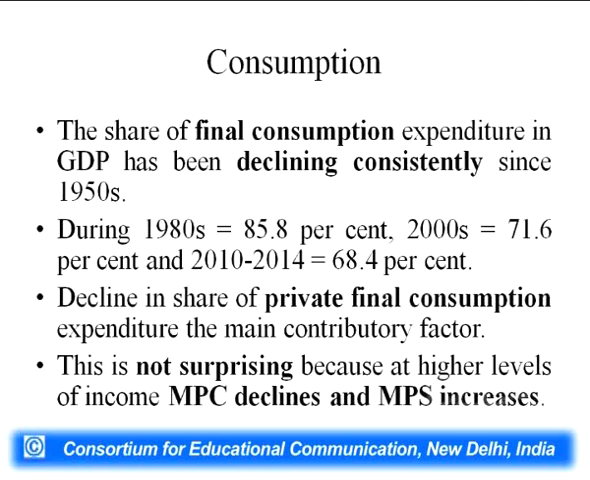Consumption is an important component of the aggregate demand. The share of final consumption expenditure in GDP has been declining consistently since the 1950s. During the 1980s, the final consumption expenditure share was 85.8%. In 2000, it declined to 71.6%, and in 2013-14, its share declined to 68.4%. A decline in the share of private final consumption expenditure is the main contributory factor in reducing the final consumption expenditure from 85.8% during the 1980s to 68.4% during the year 2013-14.